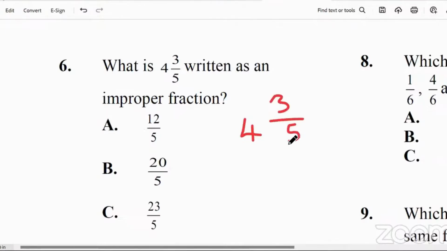3/5. All right, so in order to change this to an improper fraction, we have to multiply the denominator by the whole number, and then we add the numerator to the product, okay? So 5 times 4, that's 20. 20 plus 3, that's 23. And that goes over the original denominator of 5. So the answer is 23/5.